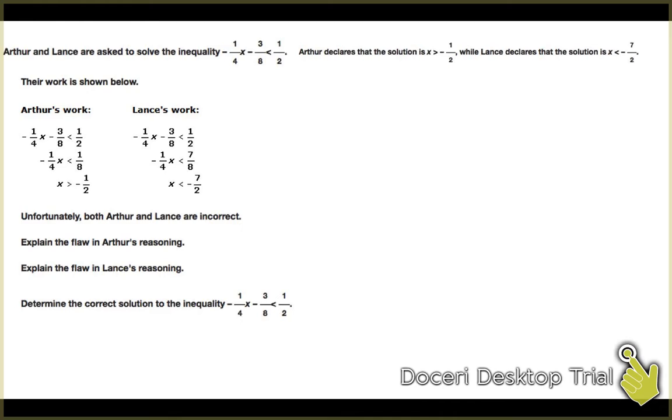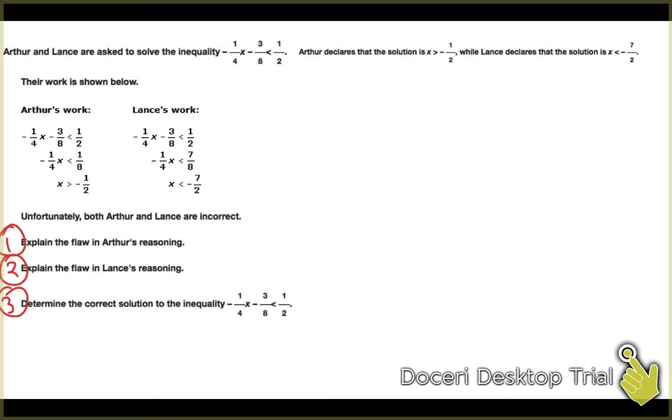Unfortunately, both Arthur and Lance are incorrect. What we need to do, first thing, is explain the flaw in Arthur's reasoning, explain the flaw in Lance's reasoning, and determine the correct solution of the inequality. Guess what I'm going to do first? I'm actually going to find the correct solution. I'm actually going to solve it.